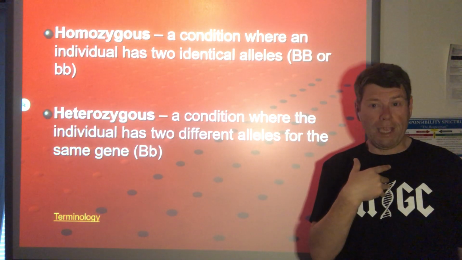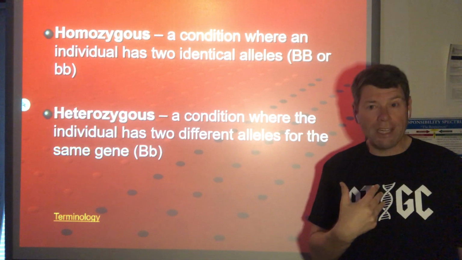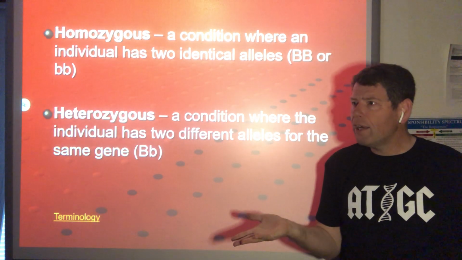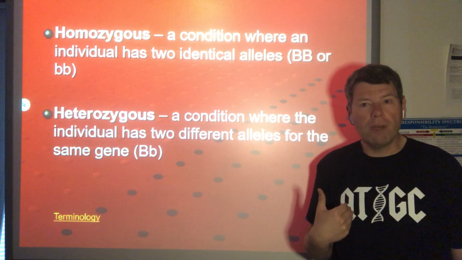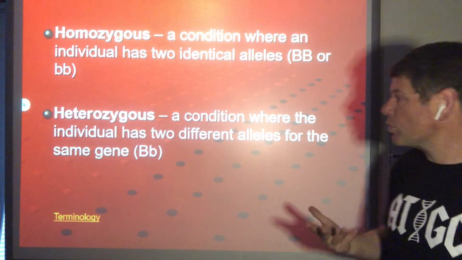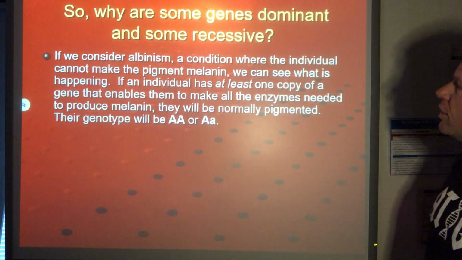So I could be capital R, little r in my DNA, or I could be capital R, capital R. How would I find out maybe what I am? Well, we'll talk more about that later, when we get into genetic problems. All right? Okay. Now, why are some genes dominant and some recessive?